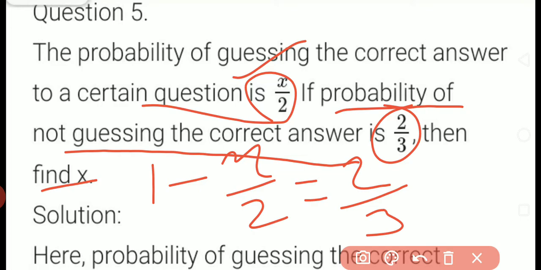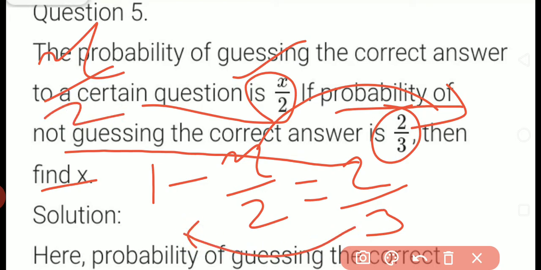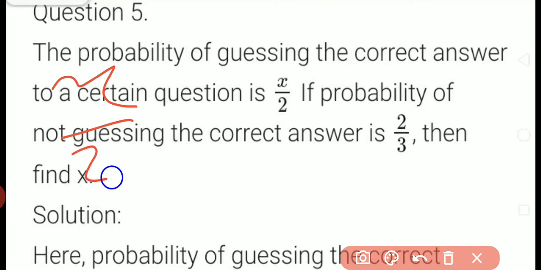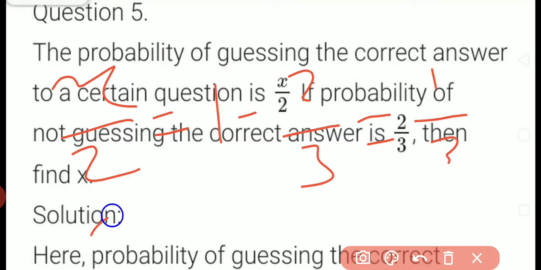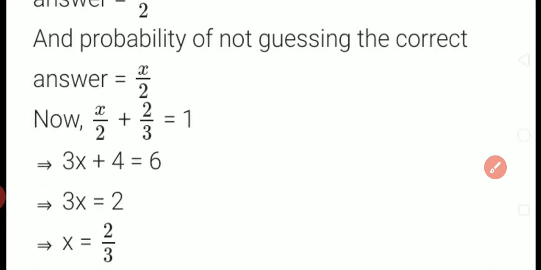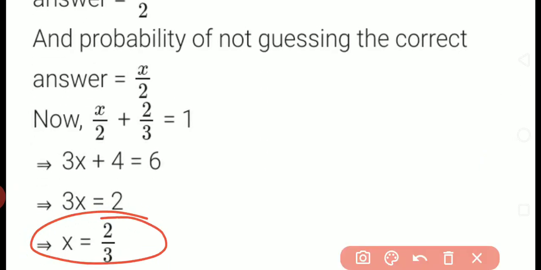So you can transpose it: x by 2 to the right hand side becomes positive x by 2, and 2 by 3 to the left hand side becomes minus 2 by 3. So x by 2 equals 1 minus 2 by 3. If you subtract by taking LCM, you will get 1 by 3. So x is equal to, this 2 will come in the numerator and multiply with 2, so it is 2 by 3. Right? So you can see x is 2 by 3.